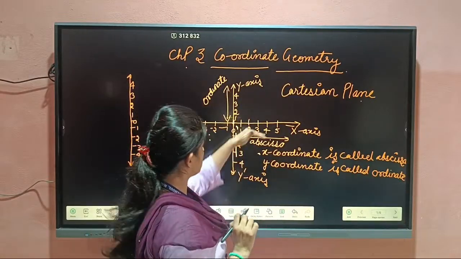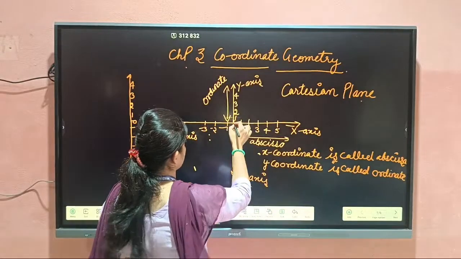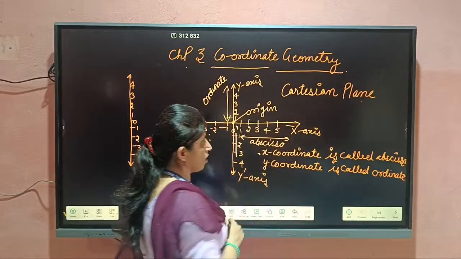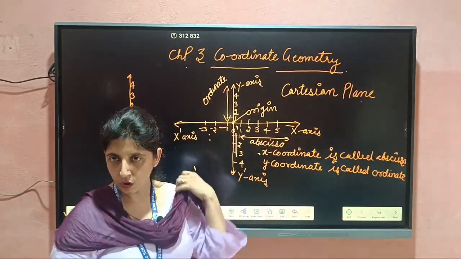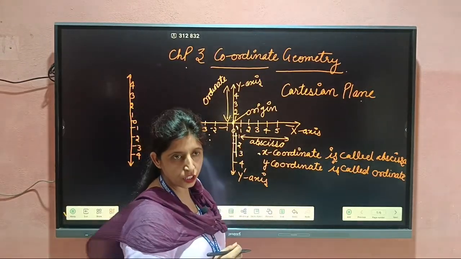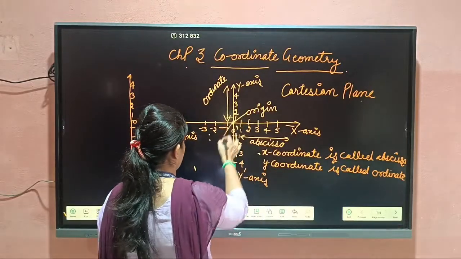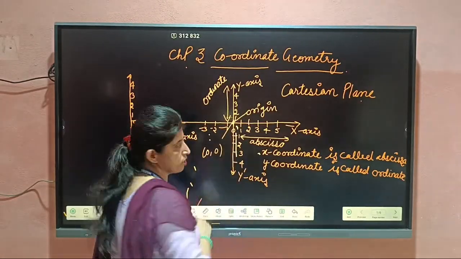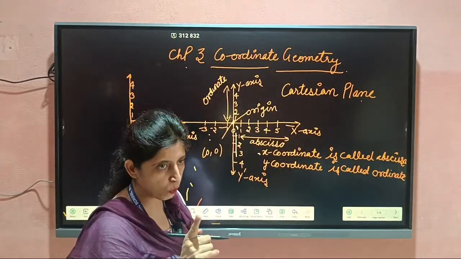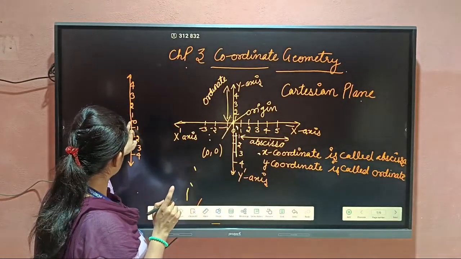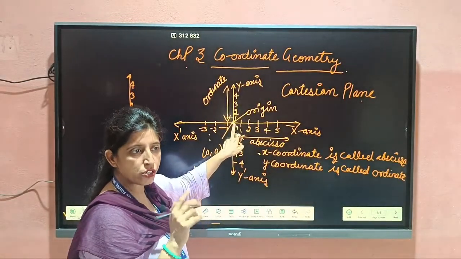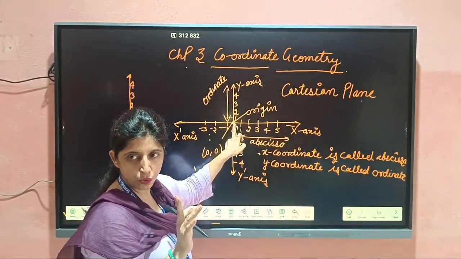When two lines meet at one point, that is called the origin, where x and y both are 0. (0, 0) is that point. At the origin, x and y both are 0. देखो, 0 of this line and 0 of this line meet at one point, na, that is called the origin, in which x and y both are 0.